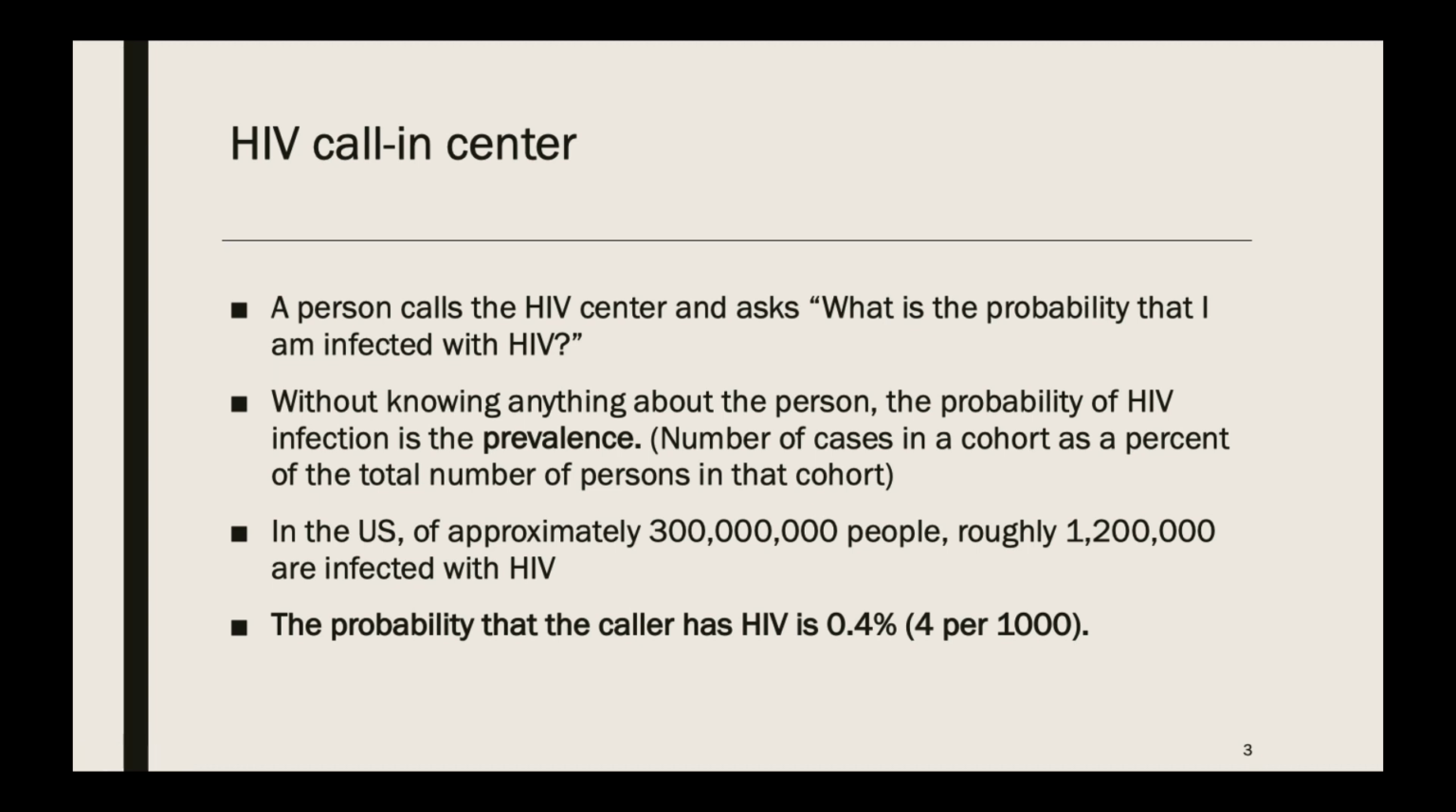What's the total number of HIV cases in a cohort, such as the United States, as a percent of the total number of persons in that cohort? So in the US, we have 300 million people, and roughly 1.2 million people are infected with HIV. So if you just calculate the probability here, the probability that this caller, who you know nothing about, has HIV is 0.4%. That's 1.2 million divided by 300 million.